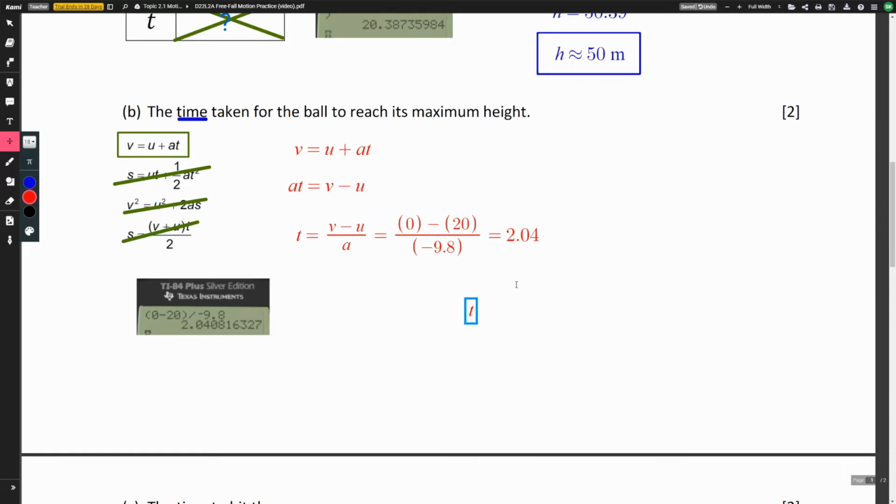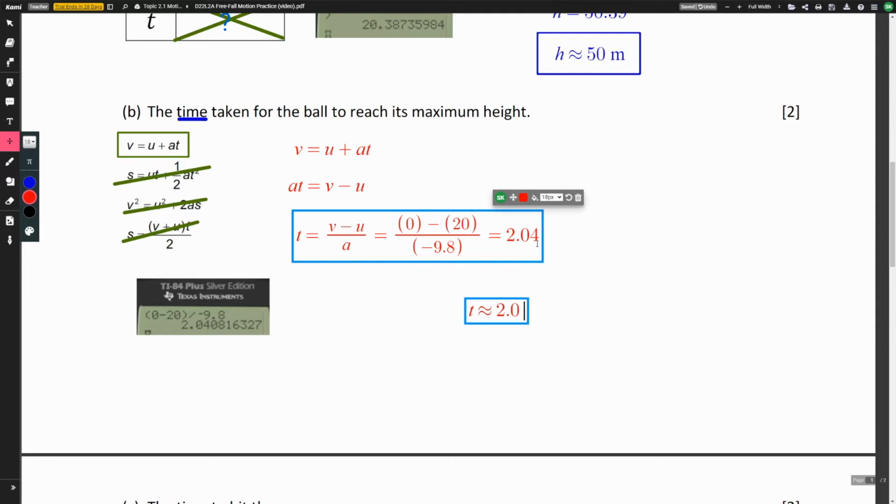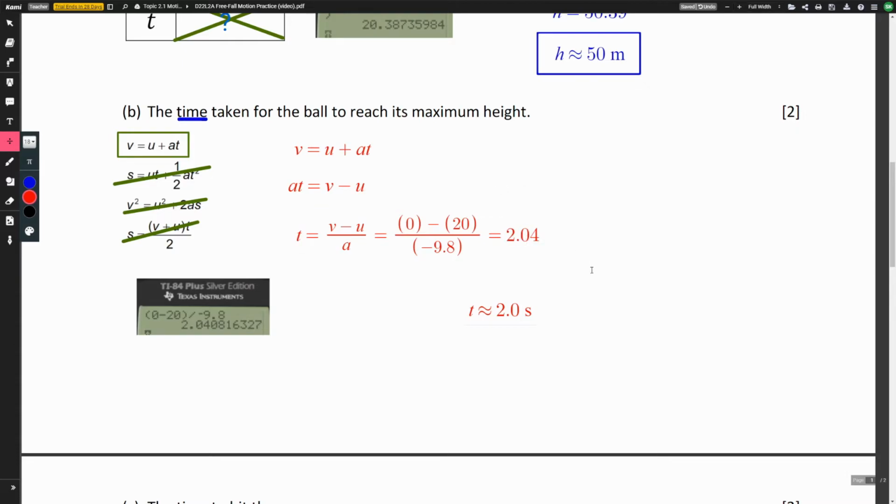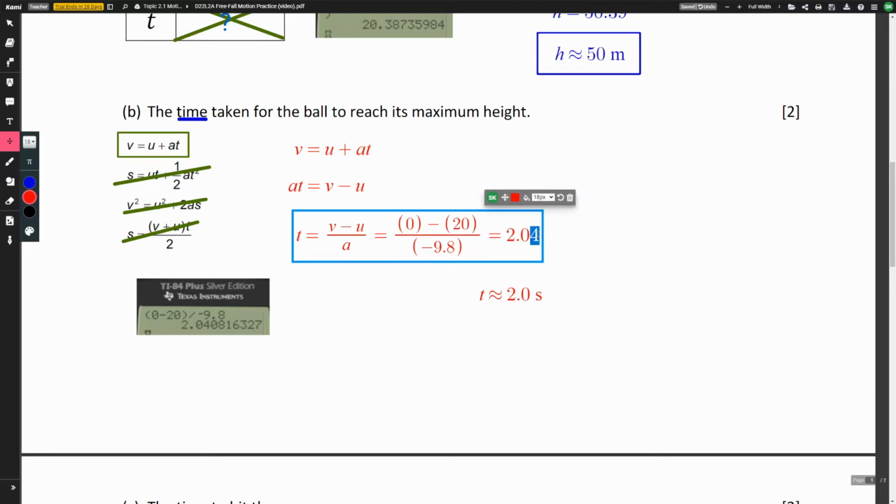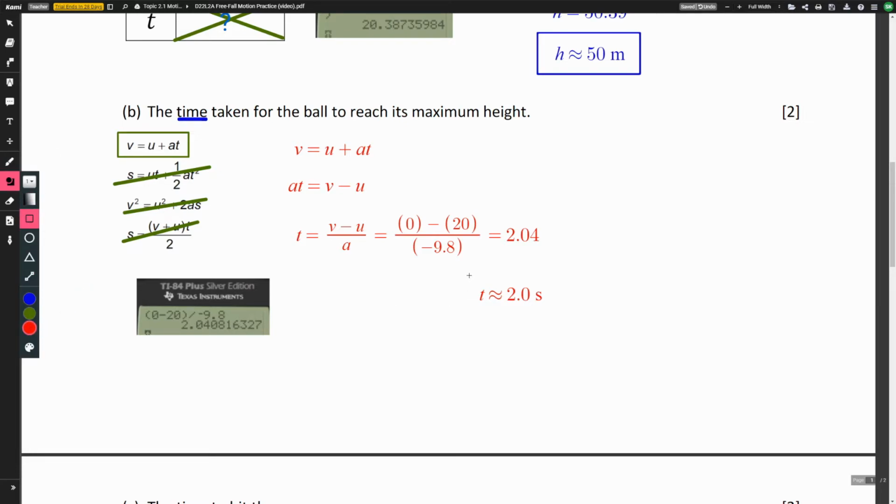I know that I only have 2 sig figs in this question, so now I'm going to round it to 2 sig figs. But I want to have that extra precision just as a record in case we need to use this number again later on. That way we can avoid rounding errors, because if we use 2 later on in the question, we might introduce some rounding errors. And so we want to carry that extra decimal just to avoid those extra rounding errors. This is indeed the answer for the time it takes to reach its maximum height. It's 2 seconds.